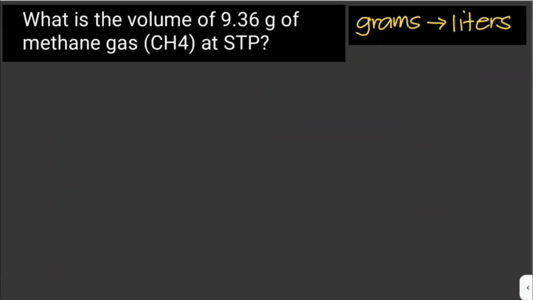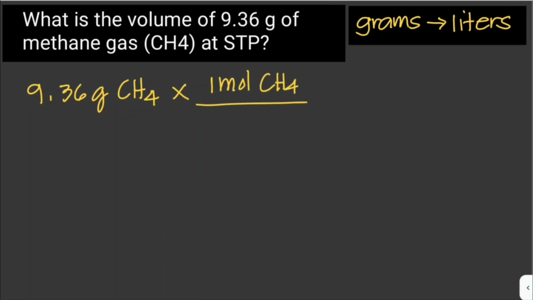Let's solve this other problem here. What is the volume of 9.36 grams of methane gas, which has a chemical formula of CH4 at STP? STP is read as standard temperature and pressure. So we're given here the number of grams and we need to convert this into liters. So that would be 9.36 grams of methane multiplied by its molar mass, formula mass. So that would be 1 mole of methane is equivalent to 16.04 grams of methane.